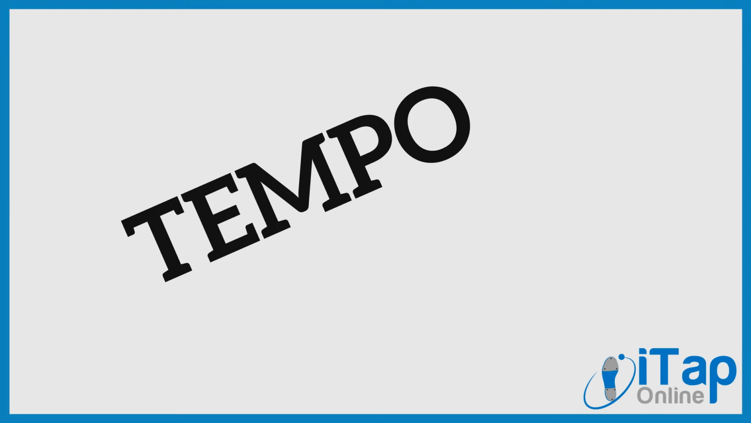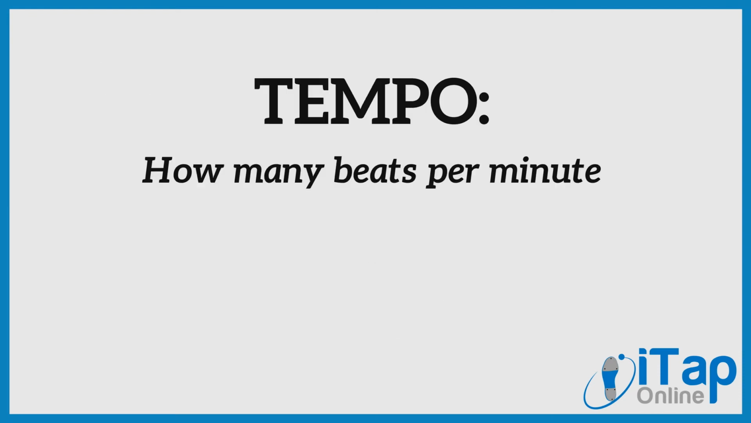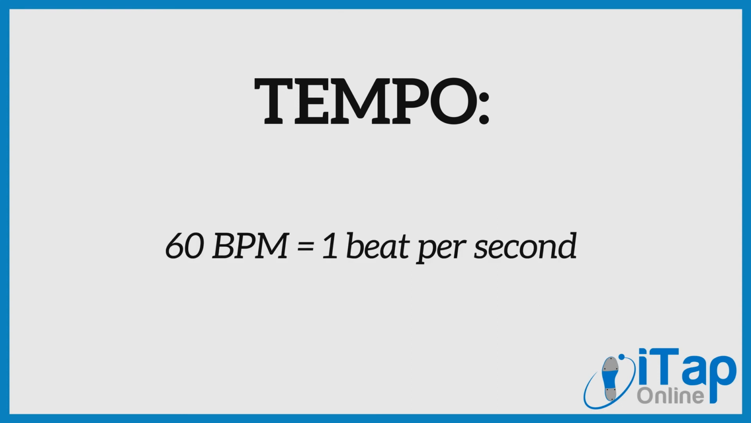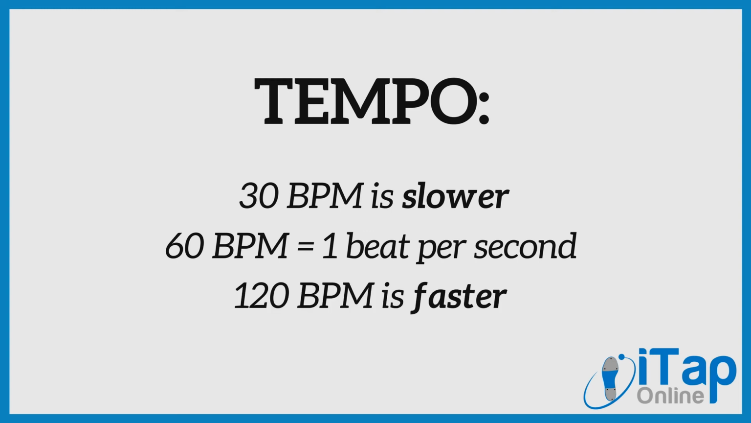Now we move on to tempo. Tempo is how fast or slow, or how many beats per minute, or BPM, and we use a metronome to measure tempo. So 60 beats per minute, or 60 BPM, is equal to 1 beat per second. 30 BPM is slower and half that speed, and 120 BPM is faster at 2 times the speed.